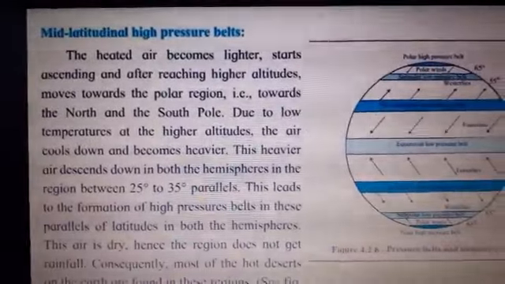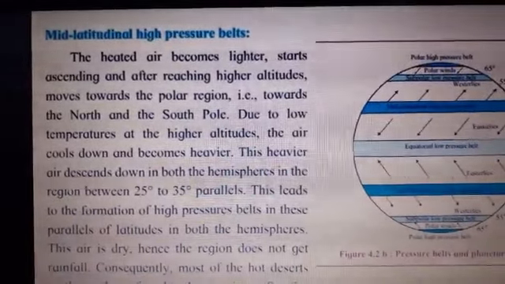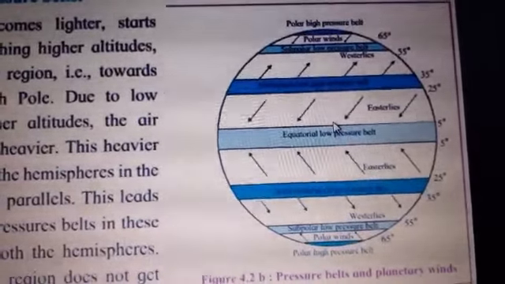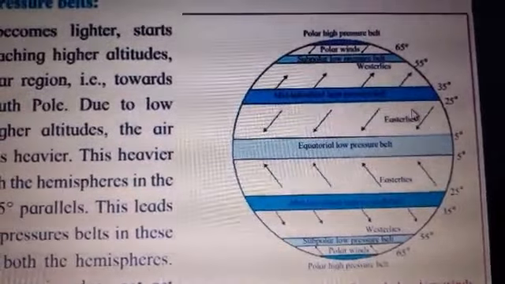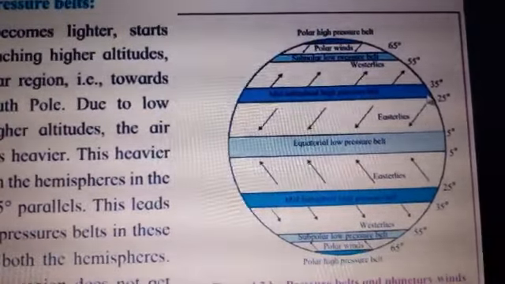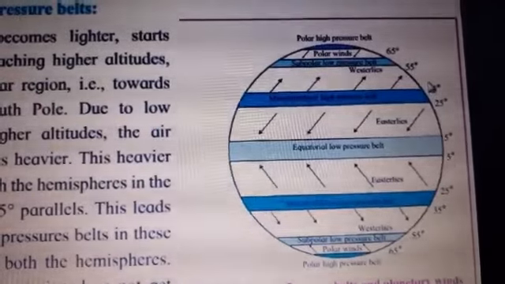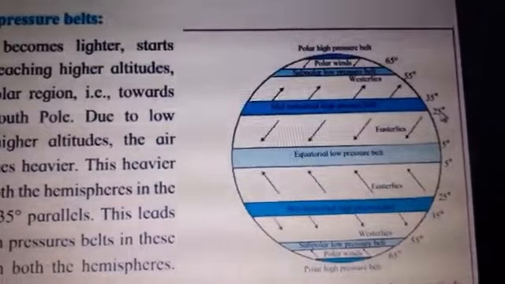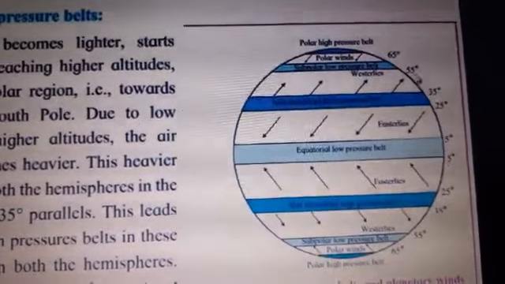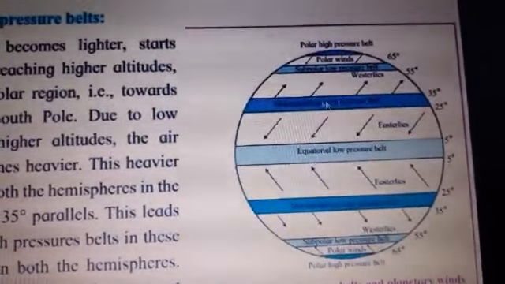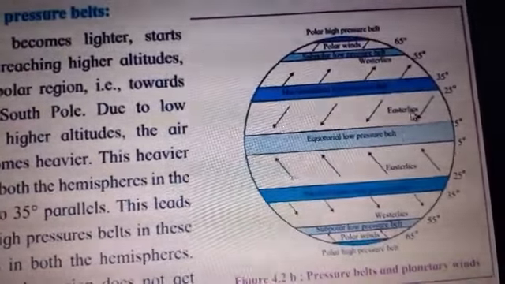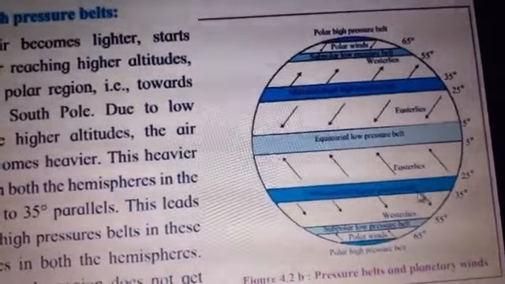Now the second pressure belt, that is the mid latitudinal high pressure belt. Children, we have the diagram here. In every place I have put the diagram so that you can understand it clearly. Now you can see here, moving away from the equator, we have 25 degrees to 35 degree parallels. This is a 10 degrees difference we have in the pressure belts. So here 25 degrees to 35 degrees you have the mid latitudinal high pressure belt. This same you will find in the southern hemisphere also.